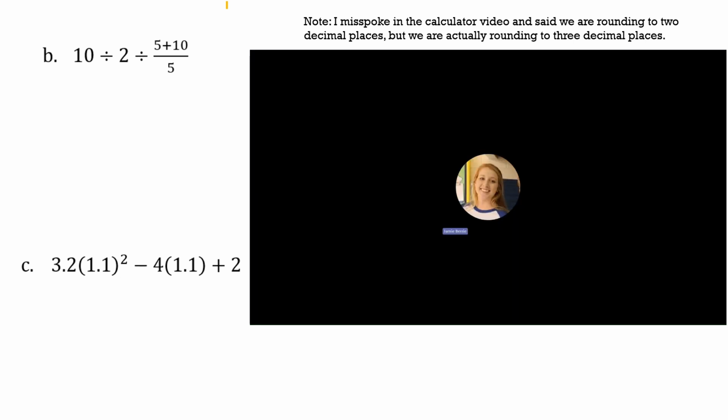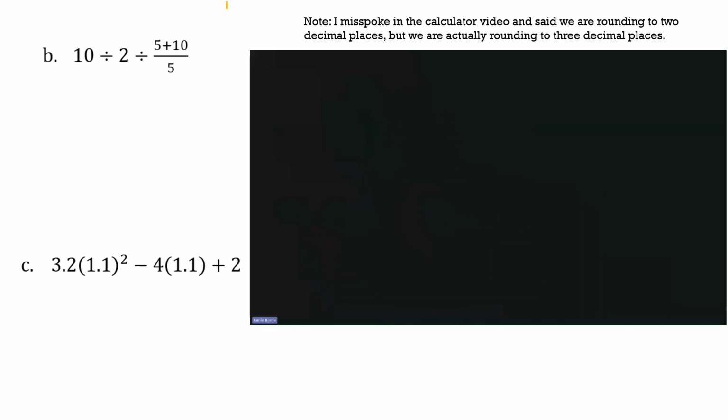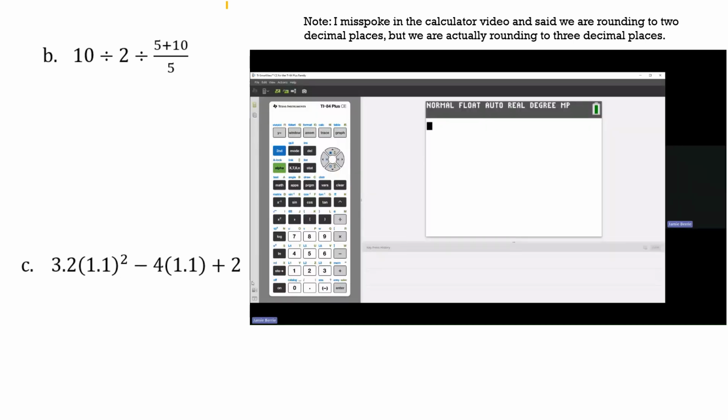Okay, so we're going to be doing order of operations in the calculator. This first one is actually a little bit tricky to plug in, and honestly it might be easier just to do it by hand, or at least to chip away at it a little bit before you plug it in. But I'm going to show you, if you were just to go straight into the calculator and plug this in, this is how you would plug it in. So we've got 10 divided by 2 divided by a fraction, which is 5 plus 10 over 5.